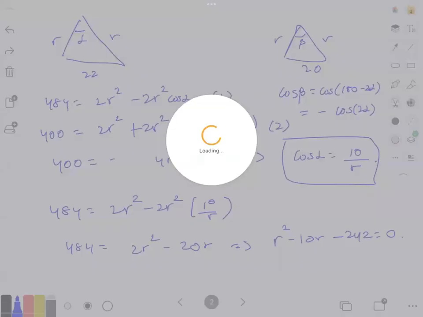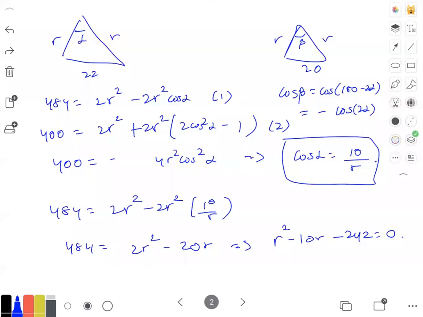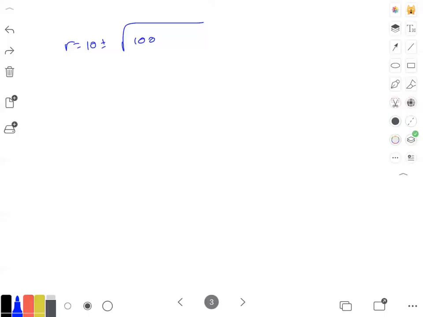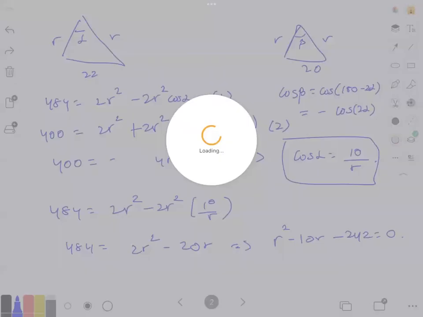Okay, so now we just solve this quadratic. R is equal to 10 plus or minus the square root of 100 minus, what's 4 times 242? That's 968. Yeah, 968, divided by 2.